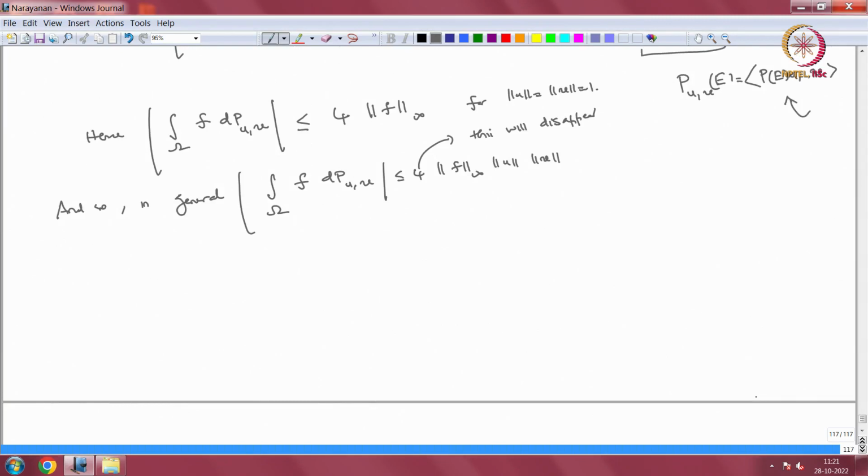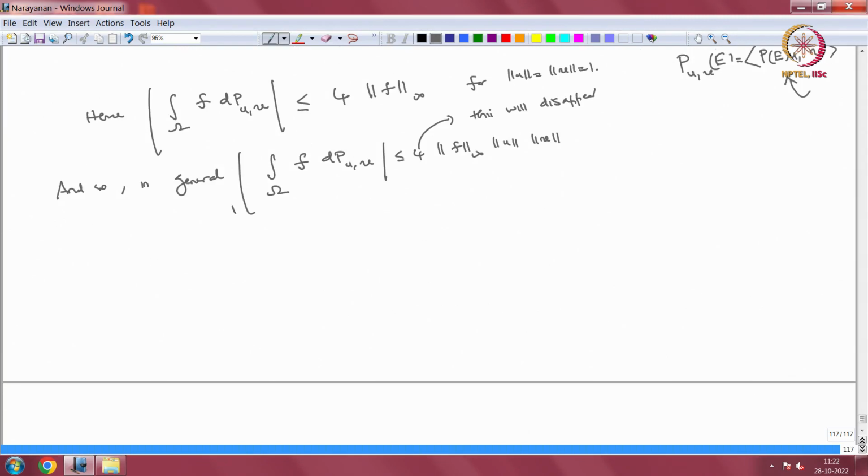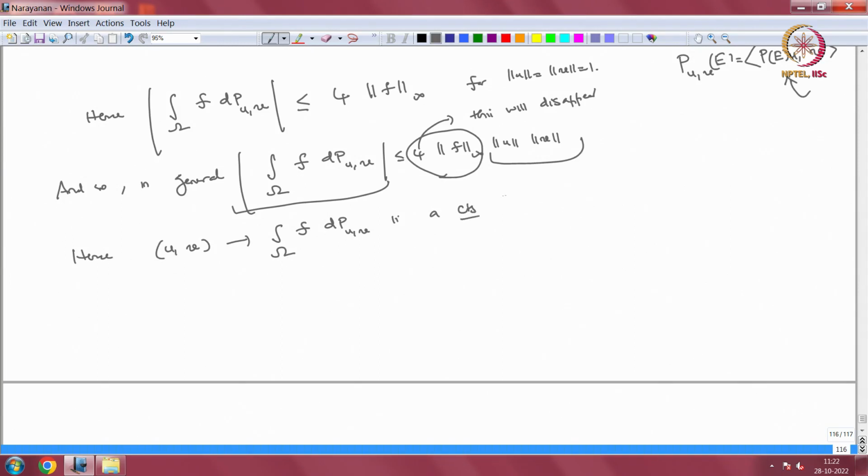So, what we have done is, starting with a bounded function, we have just looked at this one, which is a sesquilinear form, and it is bounded, right, with 4 times the L infinity norm of f. Okay. So, let me write that down. Hence, if I look at u comma v going to the integral over omega of f d P u v, this is a continuous sesquilinear form, right. And whenever you have a bilinear form or sesquilinear form of this kind which is bounded, there is an operator, right. So, there exists a bounded operator which will depend on f, right. So, let us call it T sub f, we will change that notation soon, T sub f, such that the integral over omega of f d P u v equals T sub f acting on u, v.